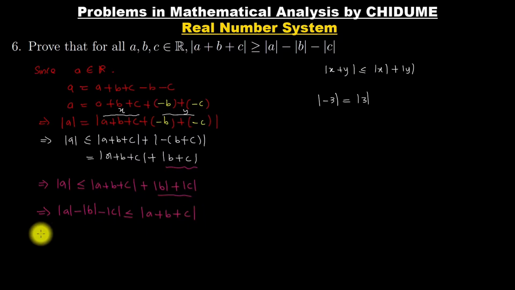Which implies that, of course, if 3 is less than 4, definitely 4 will be greater than 3. That means the absolute value of a plus b plus c is obviously greater than or equal to the absolute value of a minus the absolute value of b minus the absolute value of c. So this means that the proof is complete.